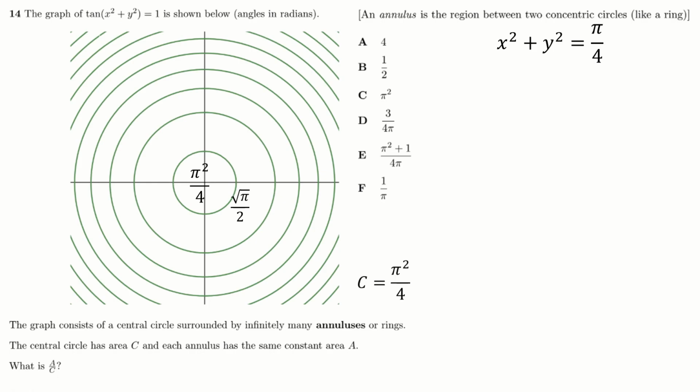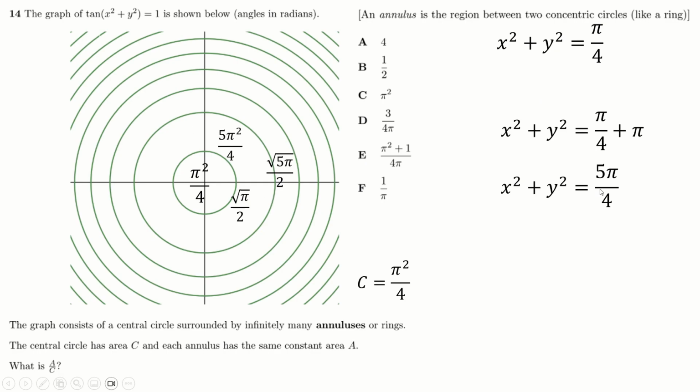So just add pi to it, and you get 5 pi over 4. And then, of course, root it to get that this distance is root 5 pi over 2. The area of this whole circle is pi times this squared, which is 5 pi squared over 4, which means that the area of this annulus is this whole circle take away that value, which is just pi squared. And now we can just do a over c. It's this over this, which is just 4, and we'll have our answer.